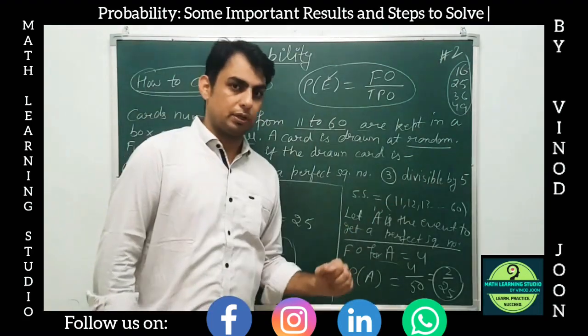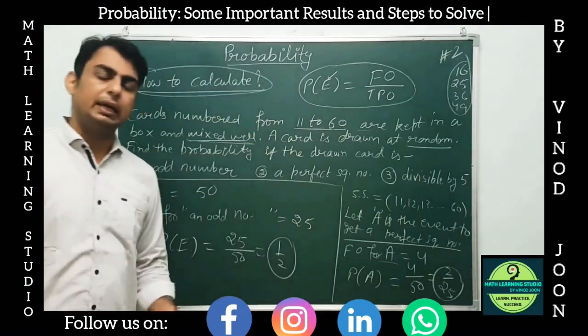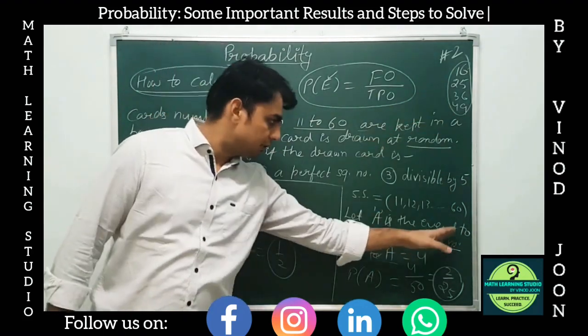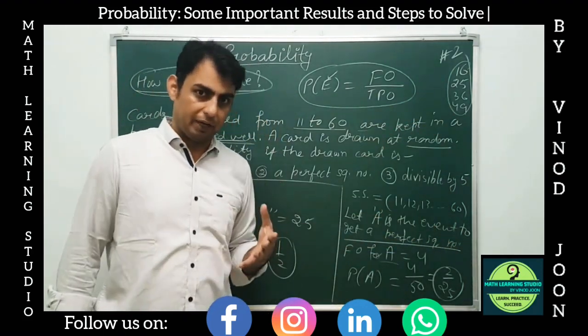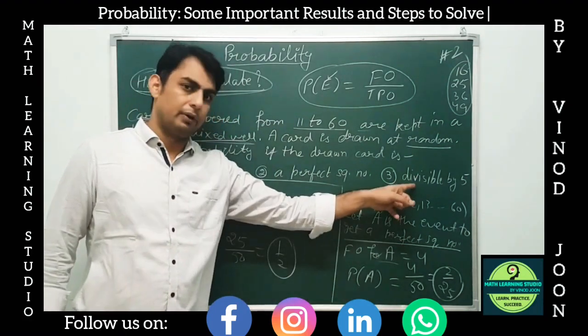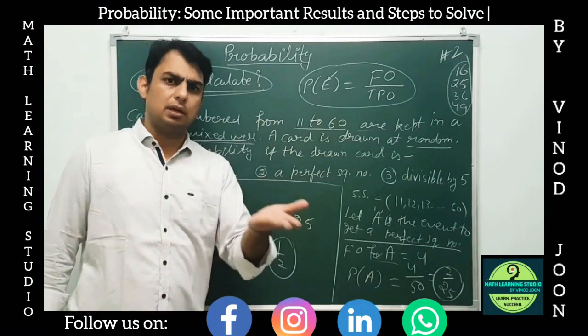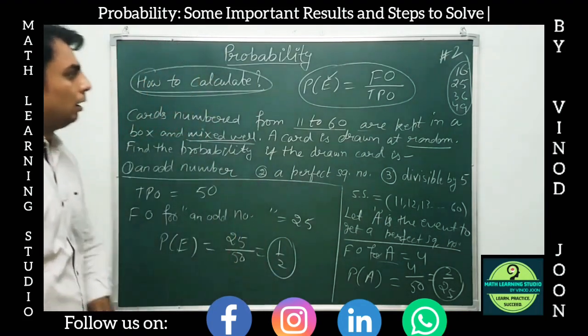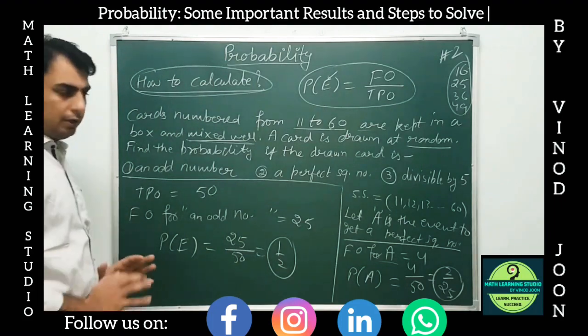Now the third question. Third is divisible by 5 and that I leave to you. Find out how many numbers from this list are divisible by 5. Okay, that becomes the favorable outcomes for this event. Favorable outcomes divided by total possible outcomes, we get the answer. Alright. So that's it in this video.